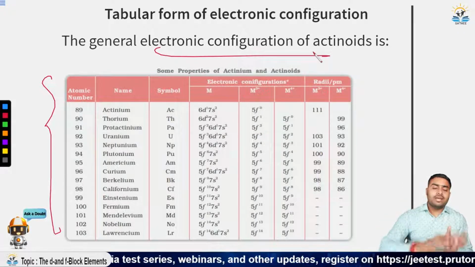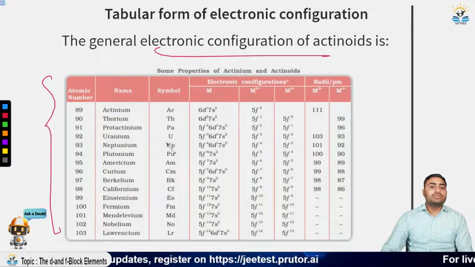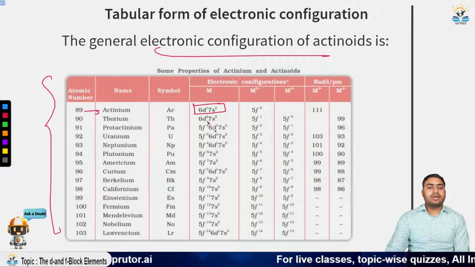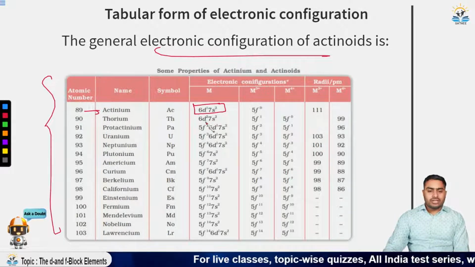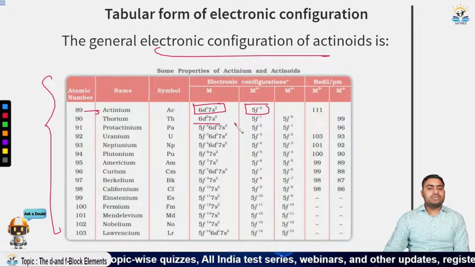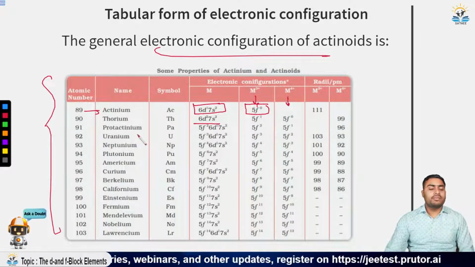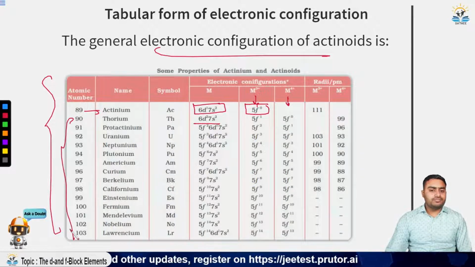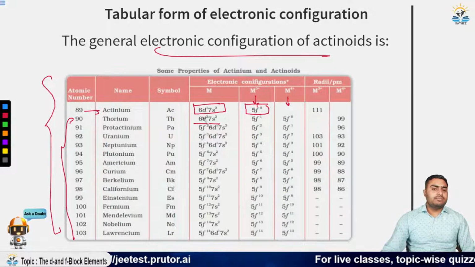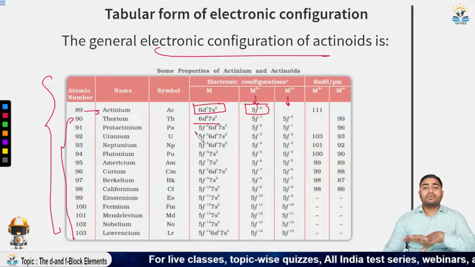This is important. From here you can see questions in previous JEE exams. You can see here actinium, atomic number 89, you cannot see the 5f configuration, 5f is 0 here. But in thorium you can see 6d2 7s2, and M3+ has 5f1 and M4+ has 5f0. Similarly, 91, 92, up to 103, you can see 14 elements from thorium to lawrencium, and you can see the symbols. You have to learn and practice these electronic configurations. These are very important from the exam point of view.